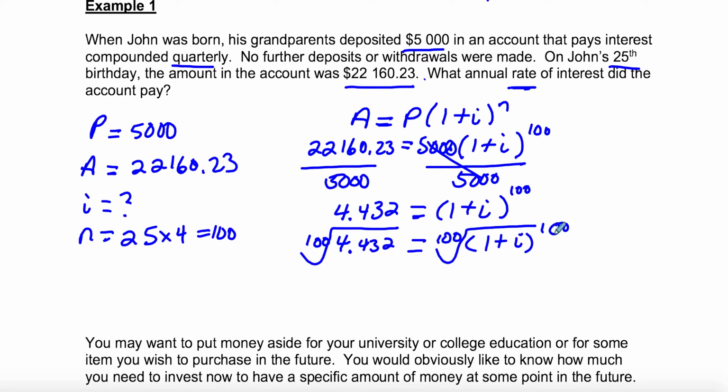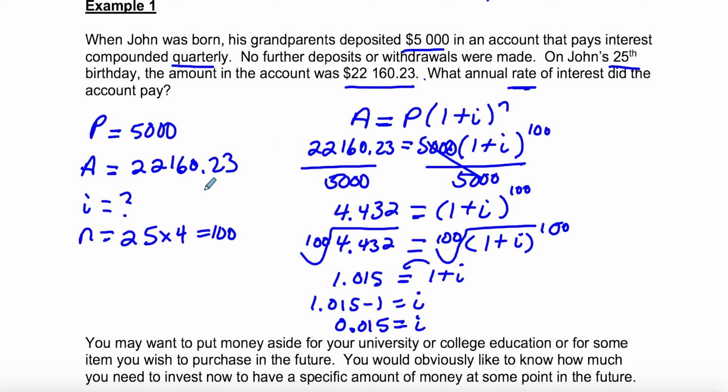The square root of something squared, they kind of cancel each other out. The 100th root to the exponent 100 would cancel each other out. So on the left I get 1.015 equals, this side I just have 1 plus I. Now I can move the 1 to the left, so 1.015 minus the 1 equals just the I, so I get 0.015 equals I. So the I would have been 0.015.